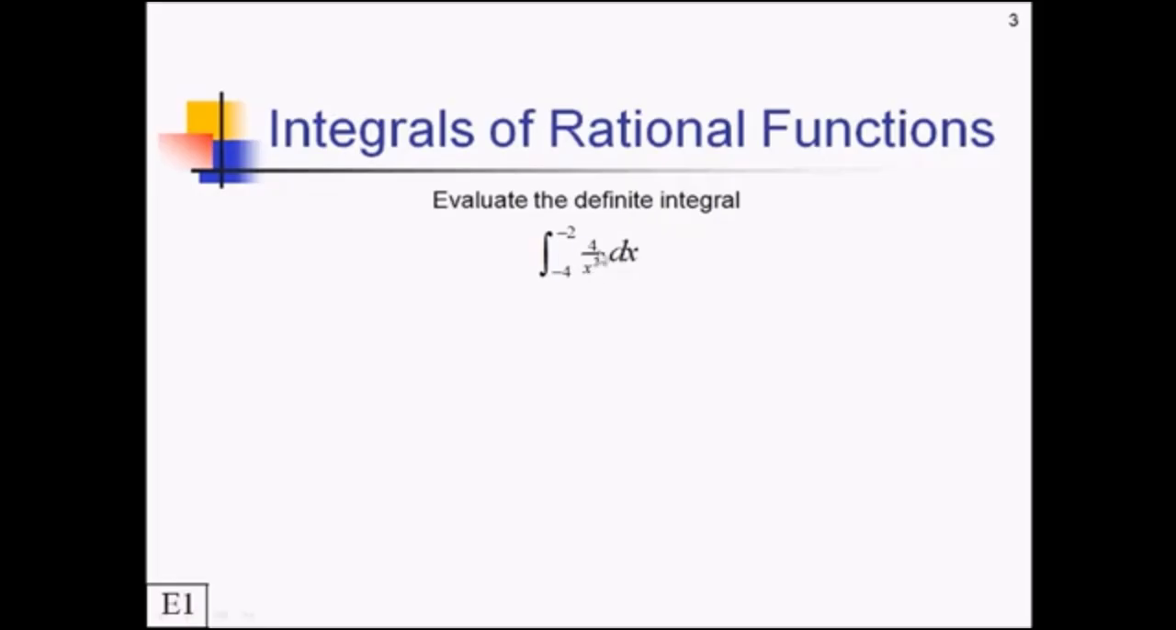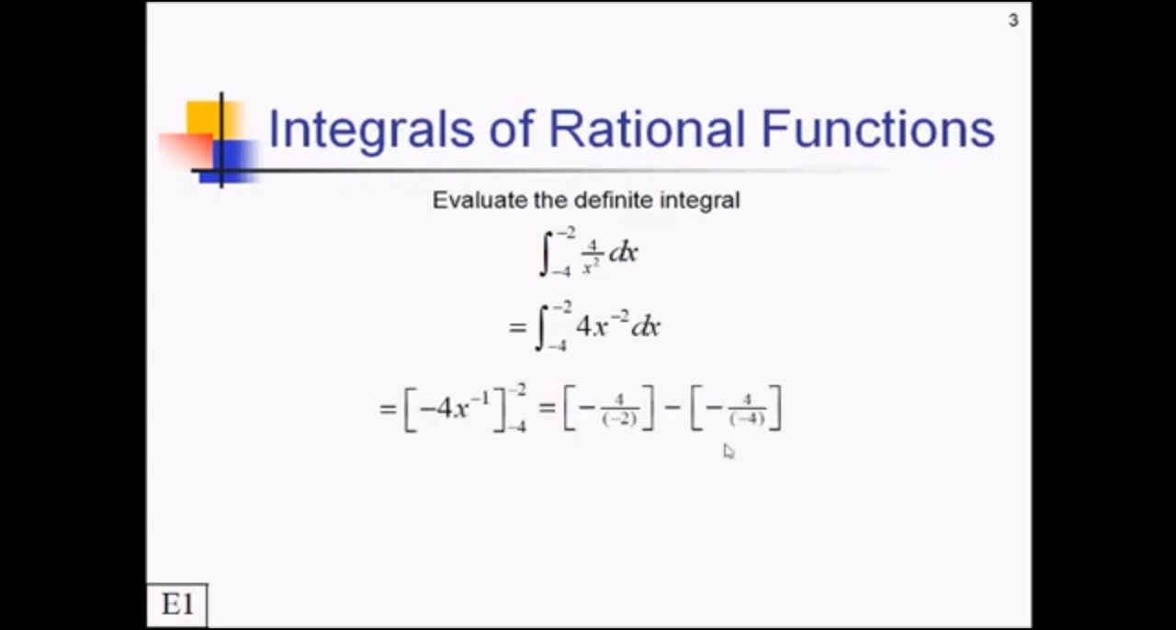All right, so the very first thing I'm going to do, I'm going to rewrite this as 4x to the negative 2, just to make my life a little bit easier with my reverse power rule. Antiderivative, this is going to bump up to a negative 1. Dividing by that, I've got negative 4x to the negative 1, evaluated from negative 4 to negative 2. And now plugging in these numbers, I've got negative 4 times negative 2 to the negative 1, so essentially negative 4 over negative 2. And then I've also got negative 4 over negative 4 that we're subtracting.